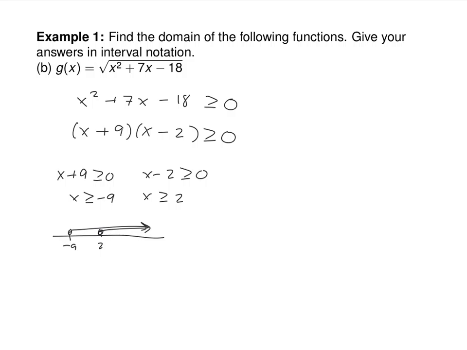And so if you're accounting for both of those things, from -9 up and from 2 up, what works for both? Is it from -9 up? No, where does it start? It's from 2 up.